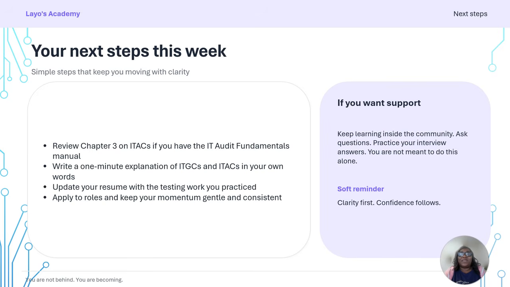Okay? Write a one-minute explanation of ITGCs and ITACs in your own words. Make sure you update your resume with the testing work you practice, apply to roles, and keep your momentum gentle and consistent.